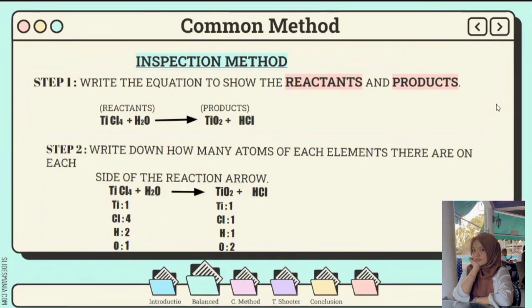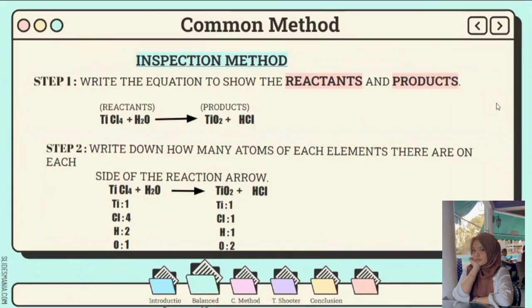Now, step 2, write down how many atoms of each element are on each side of the reaction arrow. So we can see now for the titanium chloride plus H2O, there is 1 atom of titanium, 4 atoms of chlorine, 2 atoms of hydrogen, and 1 atom of oxygen.